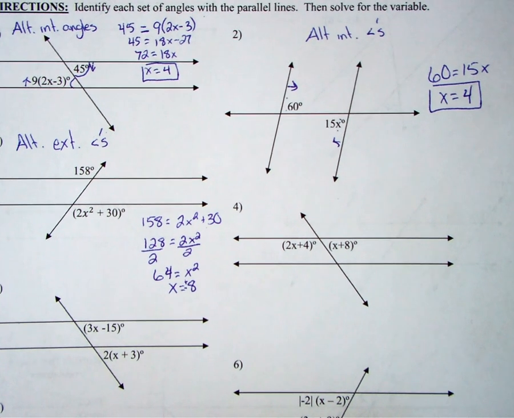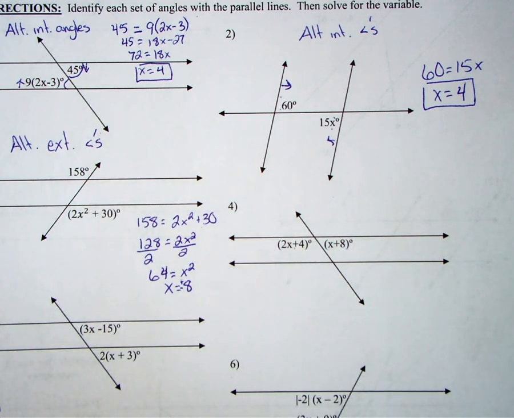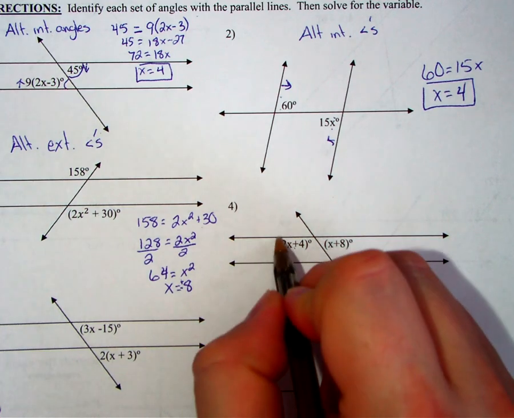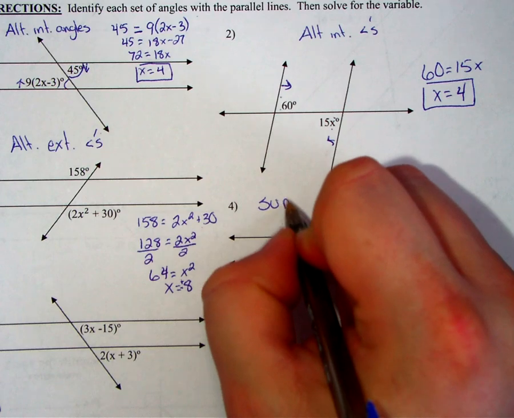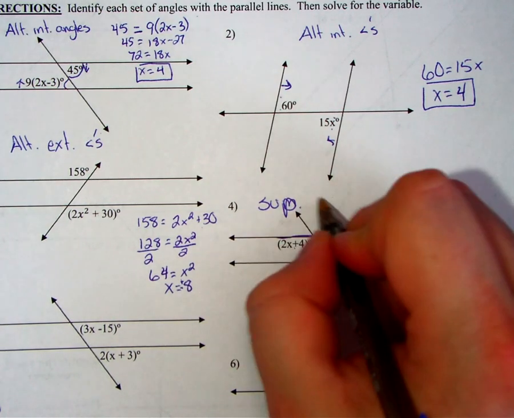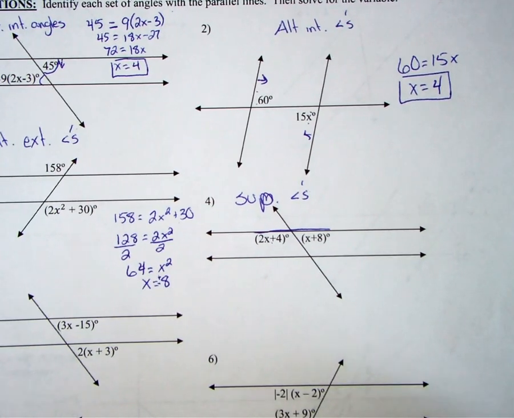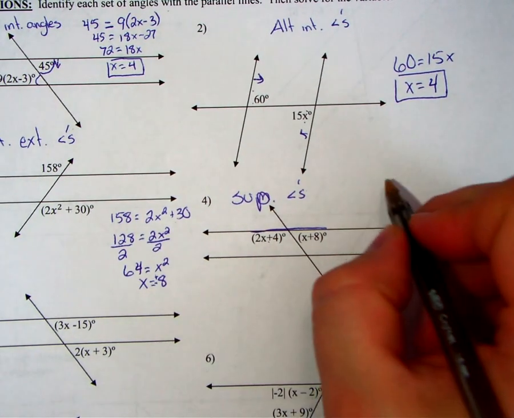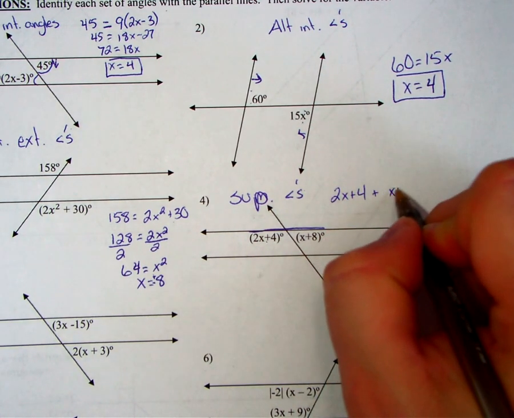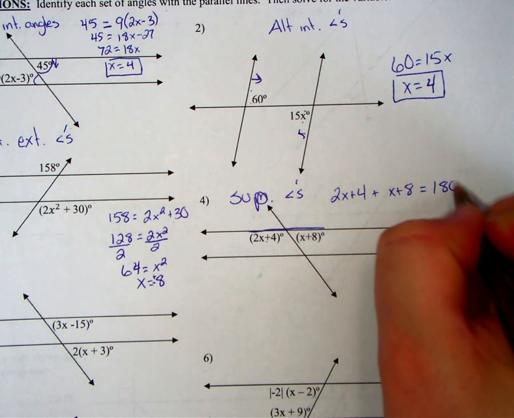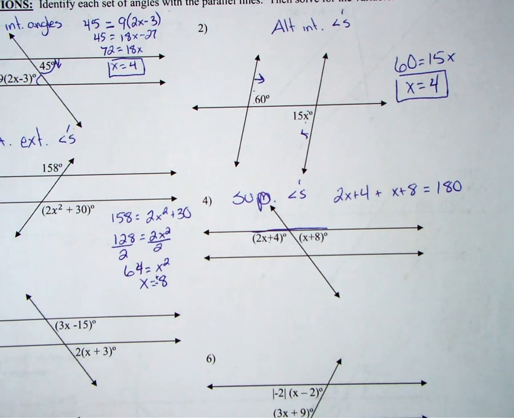Number 4, identify the angle relationship. Well, we have two angles that are adjacent to each other, and those two adjacent angles form a straight line, so that's simply supplementary angles. And supplementary angles, we should know from way earlier in this year, add up to 180 degrees. So 2x plus 4 plus x plus 8 equals 180. And so again, you would combine like terms, isolate the variable.